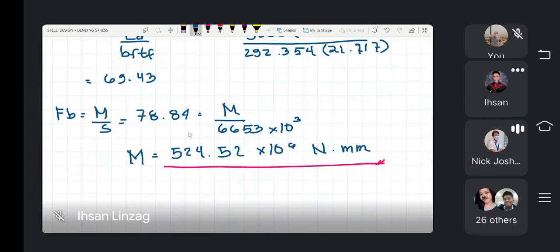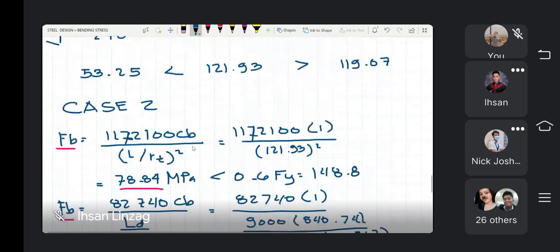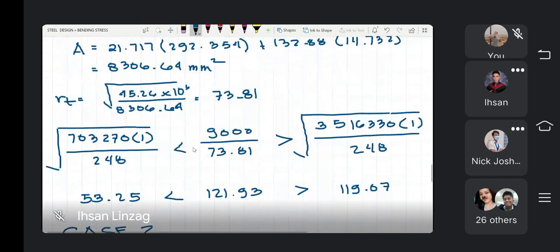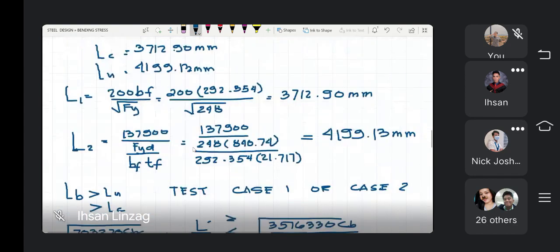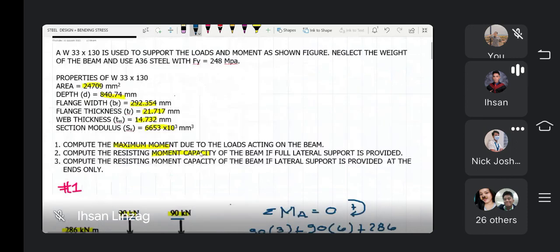Sir, yung sa number 2, di ba in-assume nyo na LB is 0 kasi full lateral support siya, sir. Bakit nung ano siya, may value na po yung LB? Kasi, ang sabi niya dito, lateral support is provided at the ends only, meaning to say that is unbraced then. Sige, sir, na-gets ko na. Hindi, okay lang.